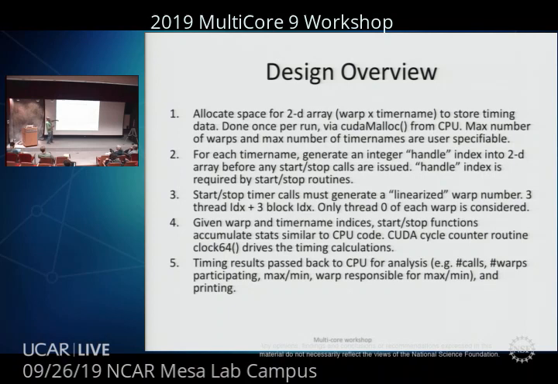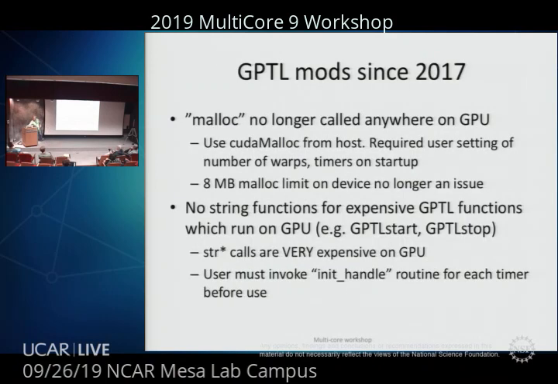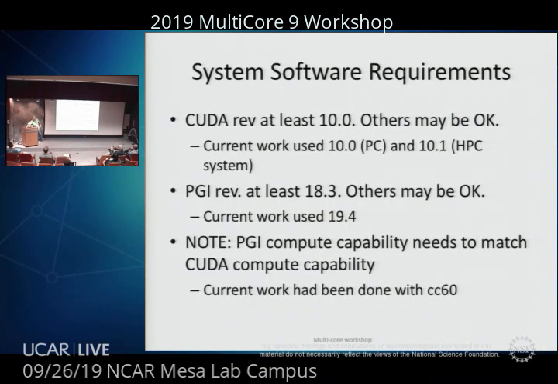I mentioned the linearized warp number, and given warp start, stop, and accumulate. The idea is similar to the CPU code: you call those start and stop routines, and then the library itself will fill in, as the start-stop pairs get added up, timing statistics on a per-warp basis. And the printout all happens on the CPU. I think I mentioned all of this, the no more malloc and no string functions, so I'll skip that.